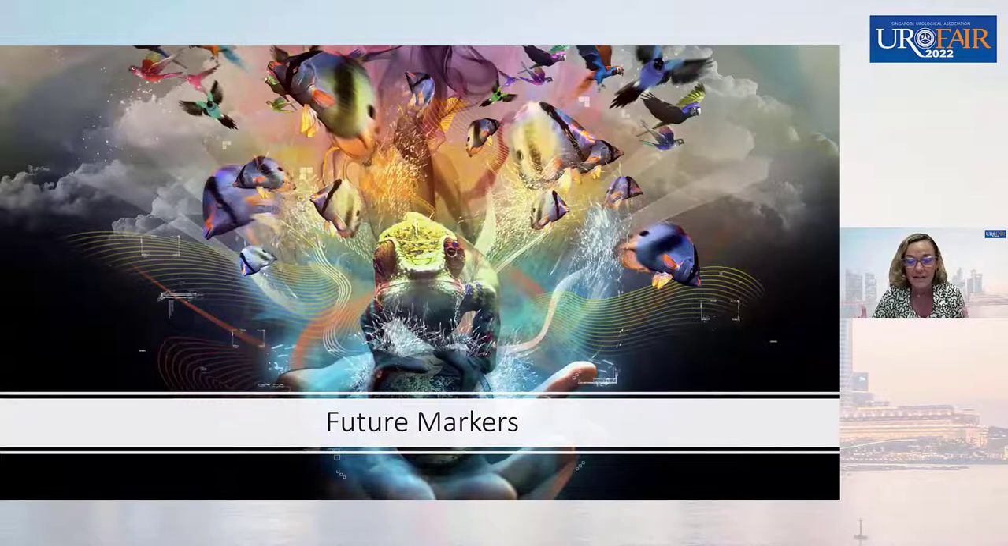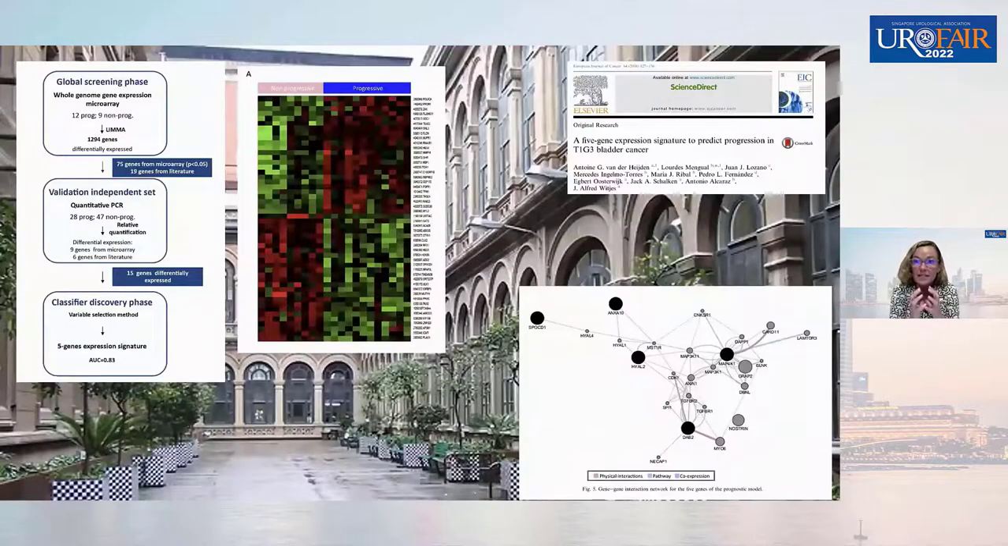Which could be the ideal? The ideal would be that we have markers that allow us to identify for sure who are those that are going to progress. In our own molecular laboratory at Hospital Clinic de Barcelona, we have been working on doing so, and we have, for example, generated a gene classifier trying to identify those T1 high-grade disease patients that are going to progress. This would be the idea, to have a gene signature that could be tested on the primary tumor and that allows us to say for sure this patient is going to progress.